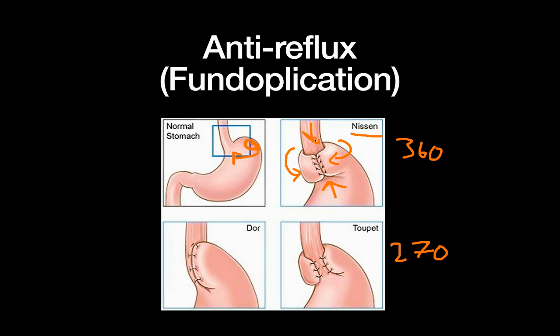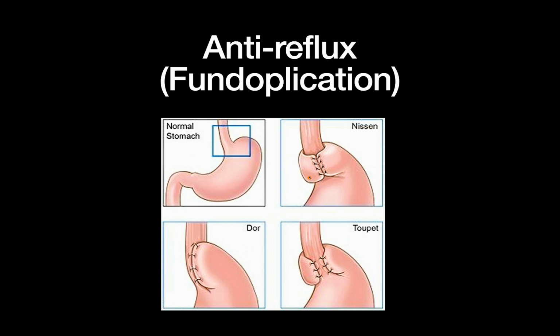So especially if they have poor esophageal motility, you might lean towards either doing a Toupet, which is going to be somewhere in the middle, or a Dor, which is going to be the least tight of the wrap. So it's going to have the most potential for recurrent reflux, but the least likely to cause problems with swallowing or dysphagia. And of course, a Toupet is somewhere in the middle.